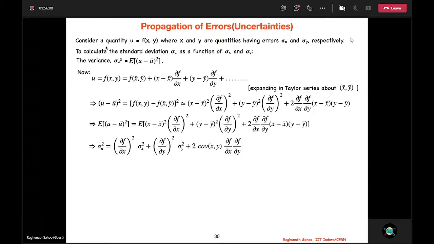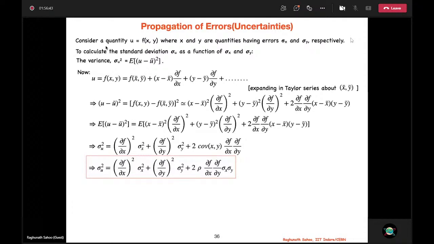you will find my left hand side is nothing but sigma u squared, and the right hand side is (del f by del x) squared sigma x squared plus (del f by del y) squared sigma y squared, plus I identify this is a covariance term. So I take 2 del f del x del f del y, and the term expectation value of (x minus x bar)(y minus y bar) is nothing but the covariance of x and y. Then the general formula in terms of correlation coefficient rho can now be written as sigma u squared is whatever I have written within that square.